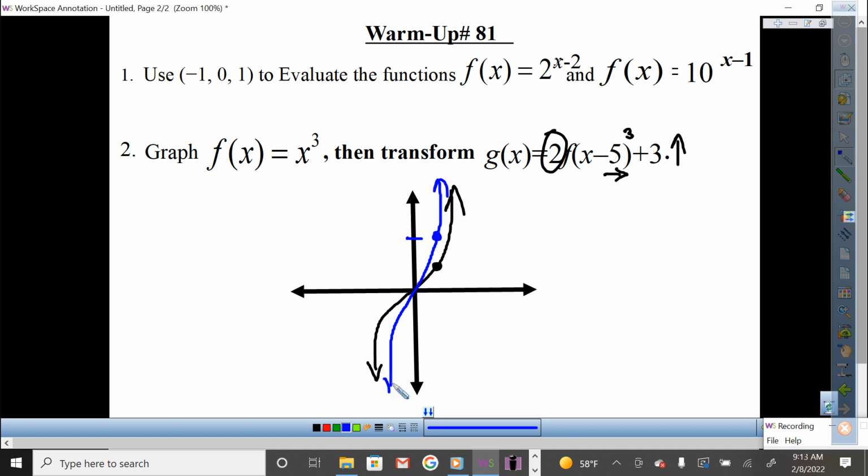So now the stretch looks something like this. And now that we stretch it, we can move it 5 to the right and 3 up. So that means we have our point of origin, our stretched point. So you should see something like that. Hands up if you got something like that. Okay, good. All right.